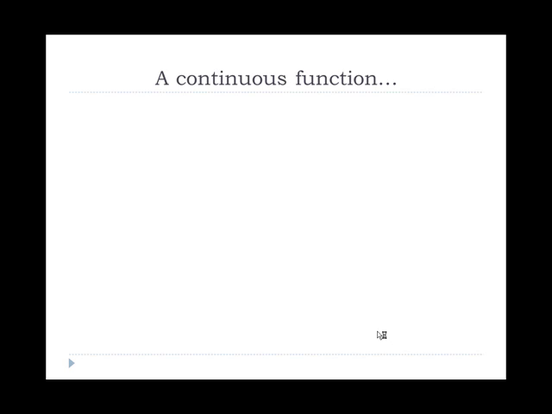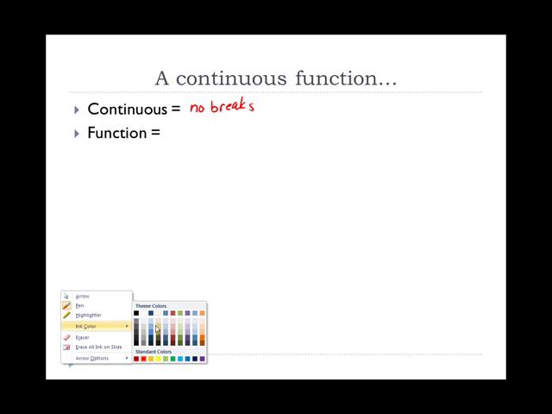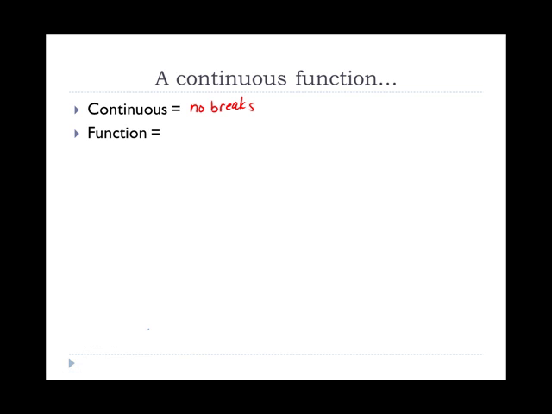Now that we've talked about the limits of functions and the fact that the limit of a function tells us where our function is heading, another key question that we want to talk about is whether or not a function is continuous. So first of all, if we think about the word continuous, meaning that we have no breaks in the function. Okay, so something that's continuous has no breaks. And if it's a function, remember that it passes the vertical line test.